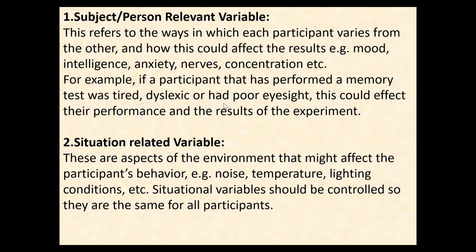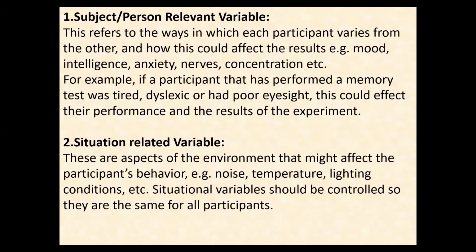For example, if a participant that has performed a memory test was tired, dyslexic, or had poor eyesight, this could affect their performance and the result of the experiment. So all the characteristics related to the personality of the individual and related to the mood of the individual come under the category of person relevant variable.